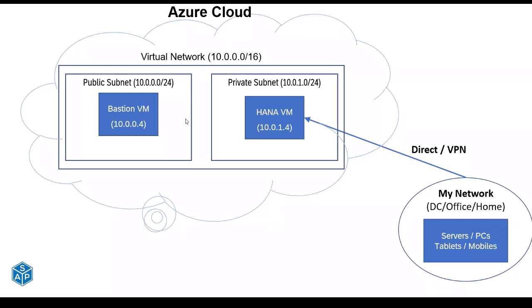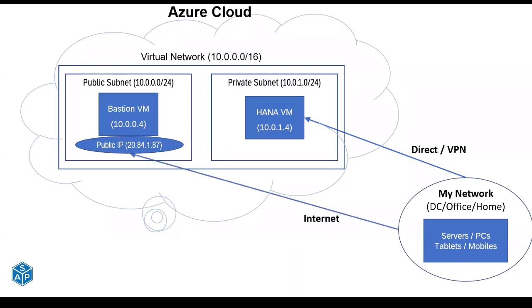Now, if you want to connect via the internet to this HANA VM, you have to create a Bastion VM, and you have to assign a public IP to the Bastion VM. Once you assign a public IP to the Bastion VM, you can connect from the internet to the public IP of the Bastion VM, and through the Bastion VM you can connect to your HANA VM.